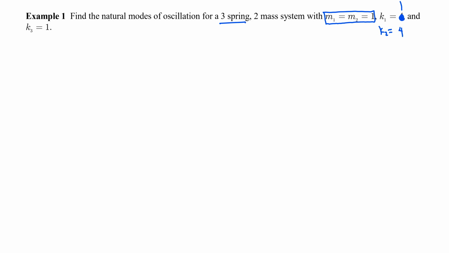Let's go ahead and set up our system. Equation number 1, we're going to have mass m sub 1 times x double prime.